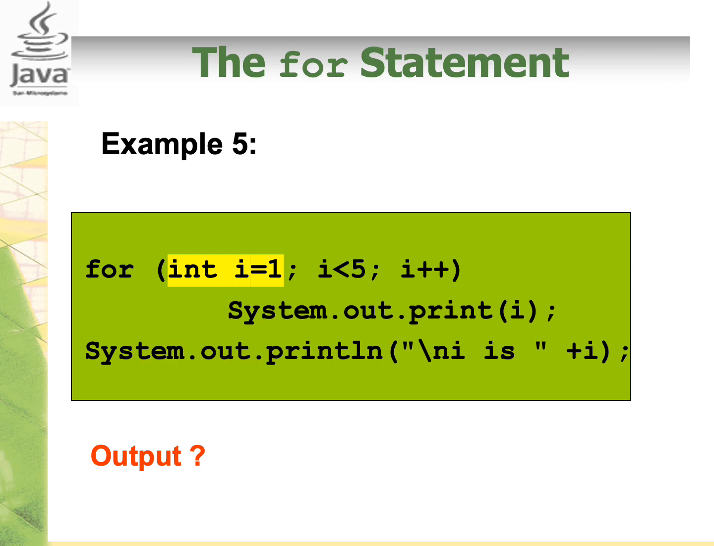If we declare int i within the for loop, variable i cannot be accessed outside of the for loop. For example, if we have System.out.println i is, which is the last println statement, it will give us an error saying that it cannot find the variable i.